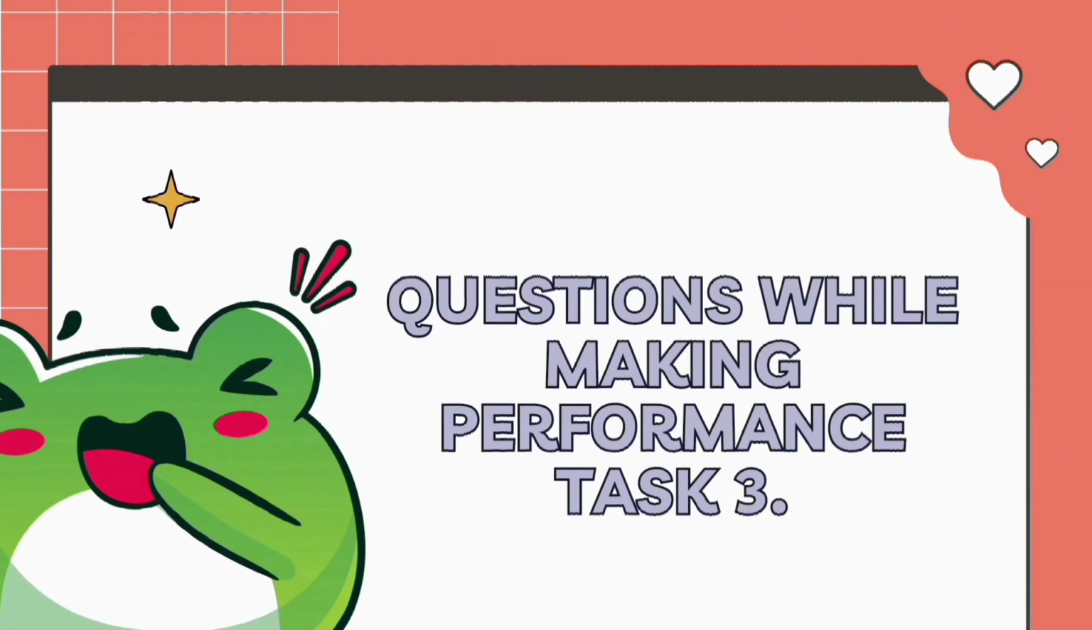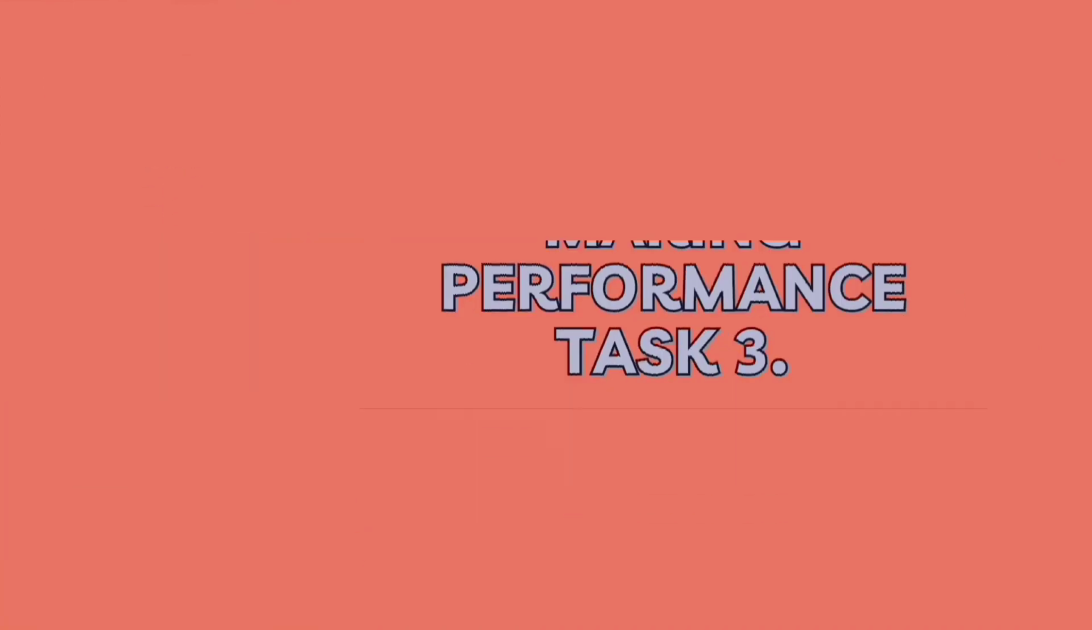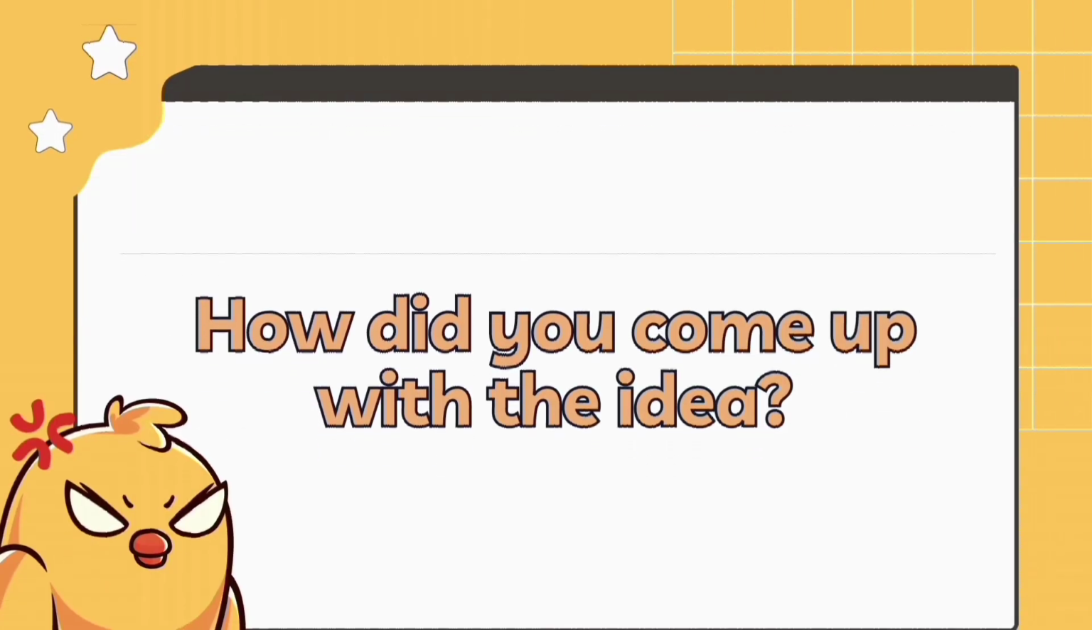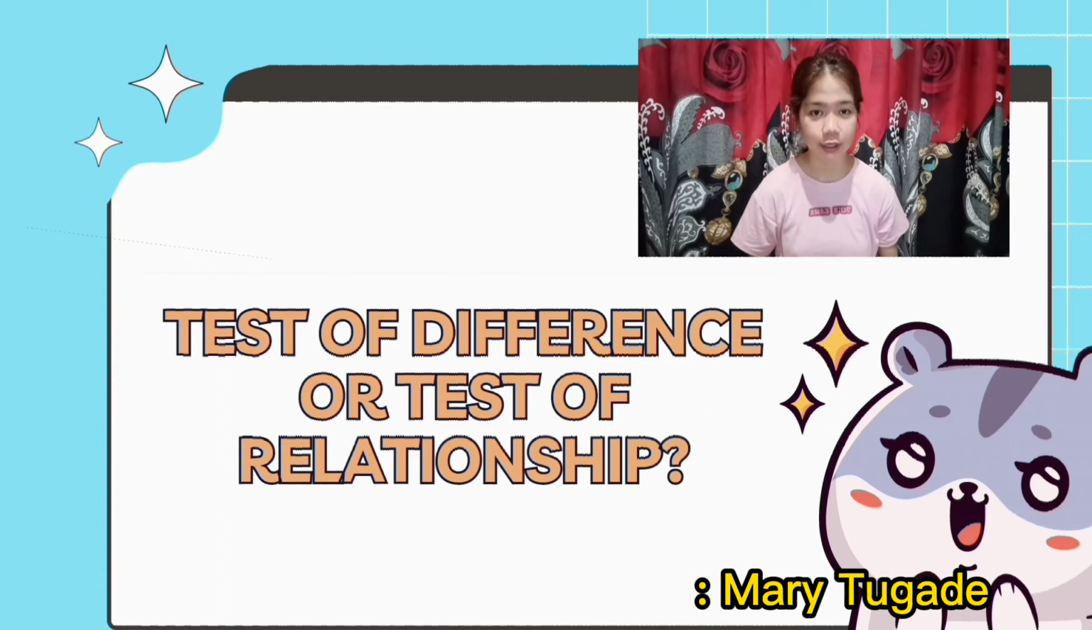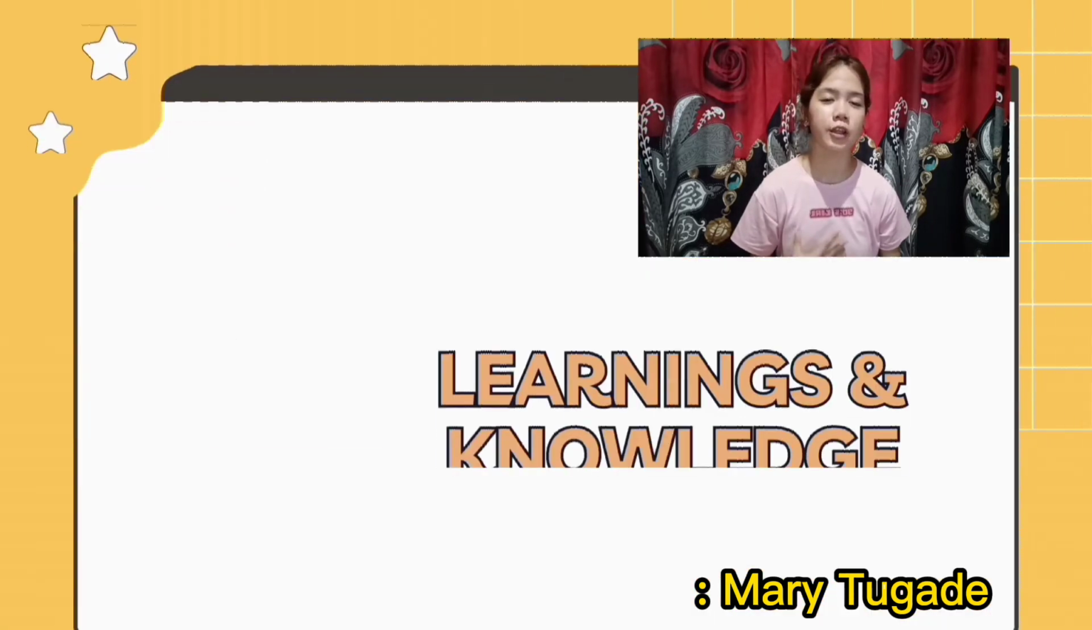Questions while making performance task 3. How did you come up with the idea? So to start, we were deciding first on whether to choose the test of difference or the test of relationship for us to determine the type of data we should gather. Then we reflected on our learning.